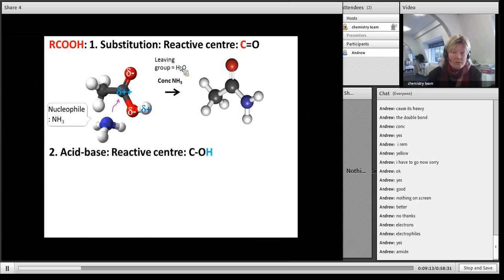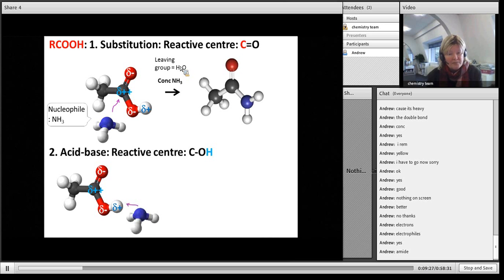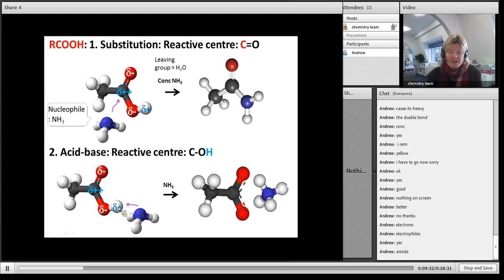So there's ammonia acting as a nucleophile. It's electron rich, so it's attacking something that's electron poor, and it's replacing that OH. It can also act as a base. So what is a base? It's a proton acceptor, and so it's accepting that proton. Can you see it's got that extra proton and it's removed it from the carboxylic acid. So that's now an anion, and this is a cation. So in very concentrated conditions, it tends to be a nucleophile. In slightly more dilute conditions, it tends to act more as a base.